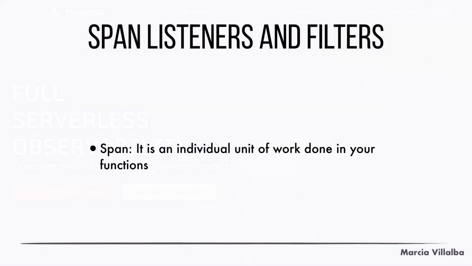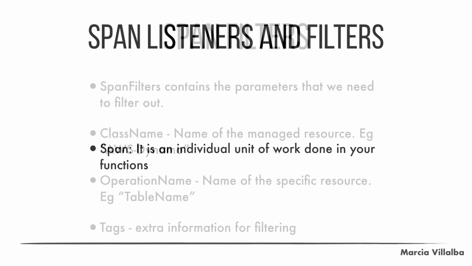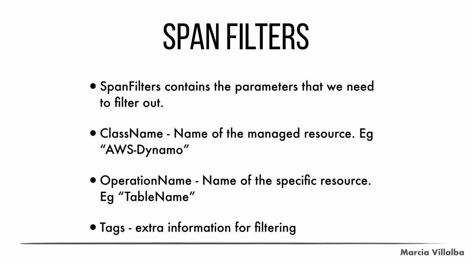In this video, we are going to use the span listeners and filters. We are going to work with spans, which are a concept from OpenTracing. A span is an individual unit of work done in our functions. Those can be created manually or automatically. We will be working with span filters, and span filters contain the parameters that we want to filter on, so we can trigger the errors in those specific resources.